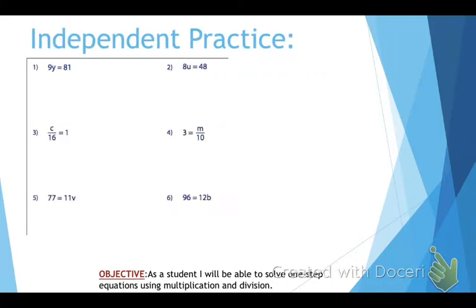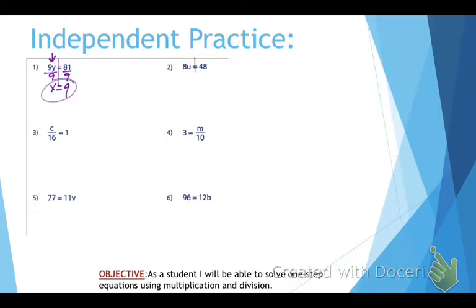All right, now, these are your independent practices. There are none of those that are exception to the rule. You need to do these 6 really quick, pause the video, and then come back. All right, and I'm back. Here we go. Draw my line, find my variable. Opposite of multiplying by 9, dividing by 9. It's going to give us y equals 9. That should have been your answer.